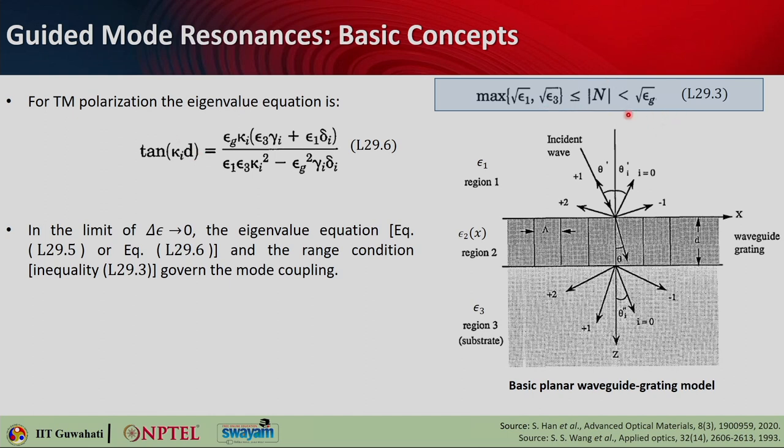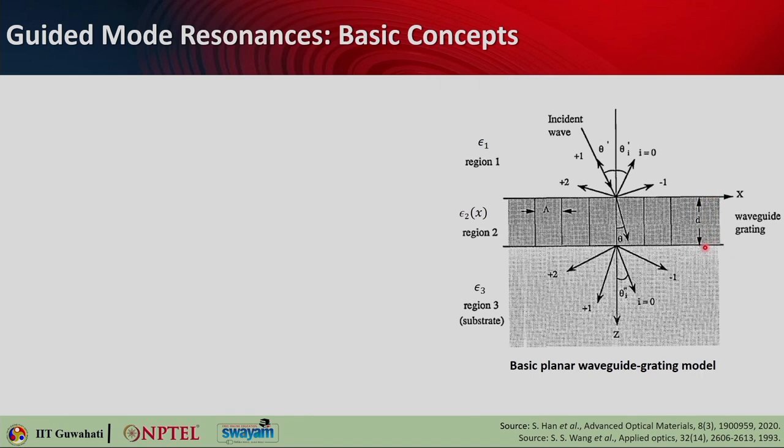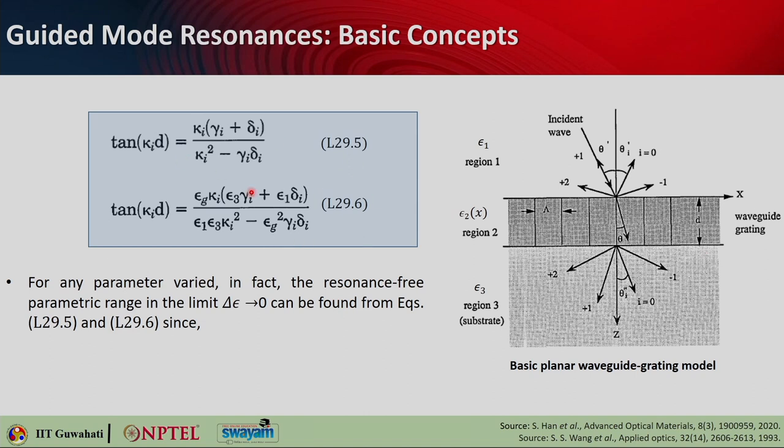This equation 3 also governs the resonant behavior of this waveguide grating filter with the modified propagation constant beta_i. In this case, it will contain the grating parameters explicitly. What is d? You remember, d is the thickness of this waveguide grating. So these are the conditions that you have seen.